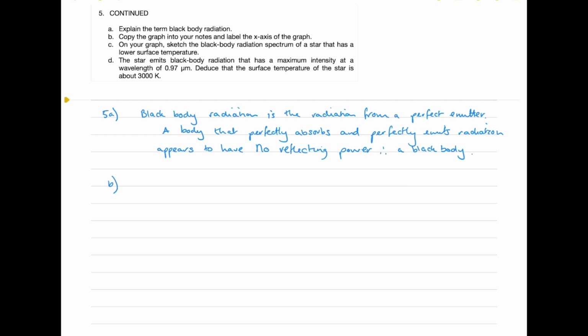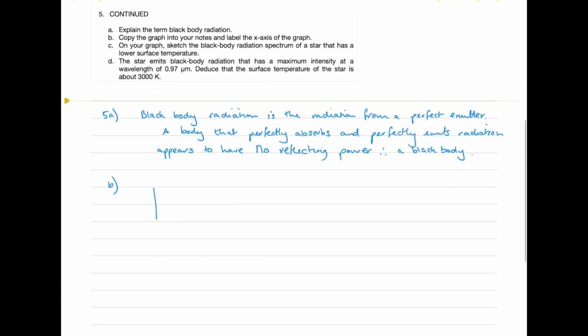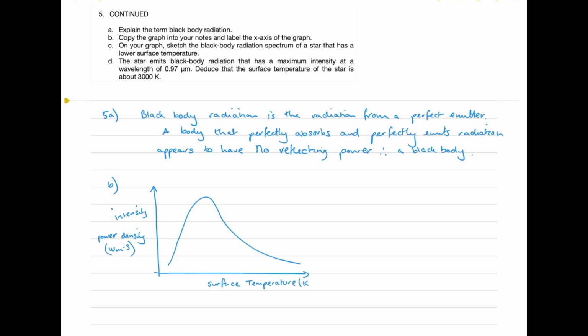B. Copy the graph into your notes and label the x-axis of the graph. Okay, so we've got the graph here. And we've got intensity here. Sometimes described as power density, watts per meter cubed, or intensity. And here on the x-axis, which is the question for C, is surface temperature. And temperature is always given in Kelvin, don't give it in Fahrenheit or degrees Celsius.